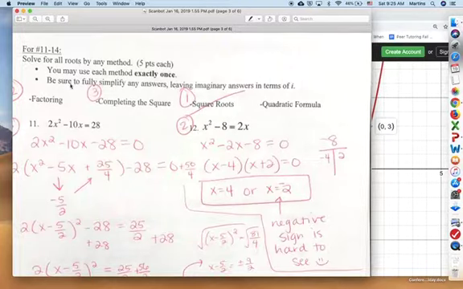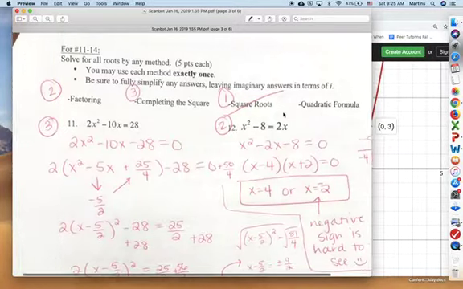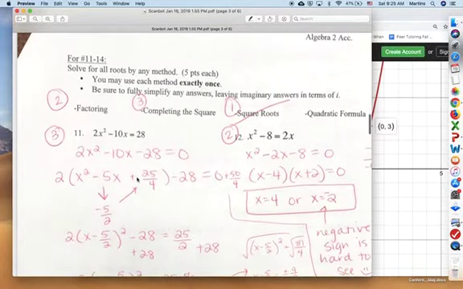Okay, so now we've done some factoring. The good news is that completing the square and the quadratic formula will work for literally any problem. Now, for number 11, I made this a little harder than you need to. What you could have done is divide by 2 right at the beginning, and that would have made your life a little bit easier. So you are more than welcome to do that.